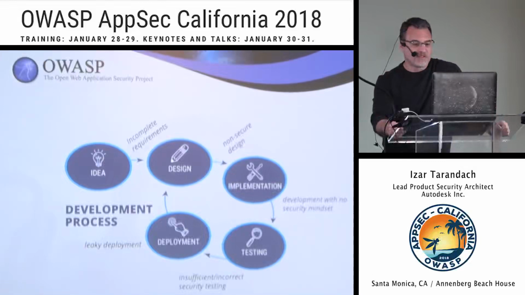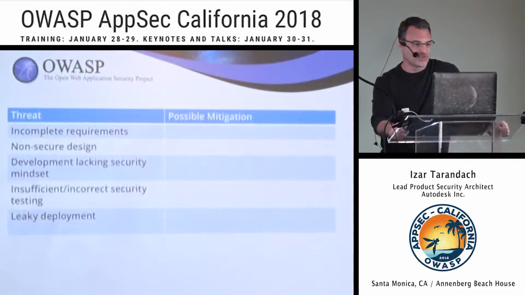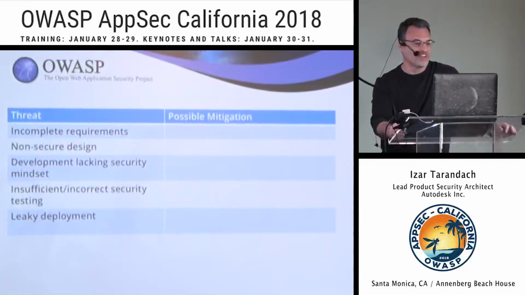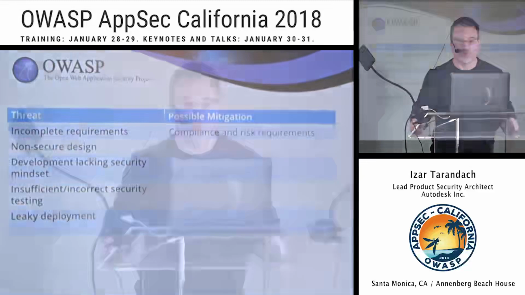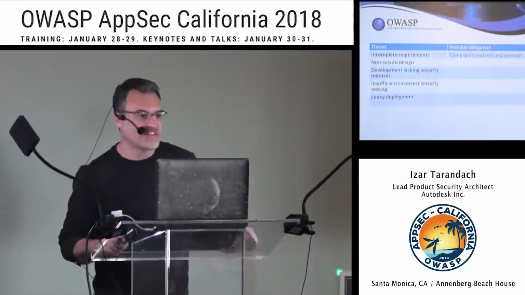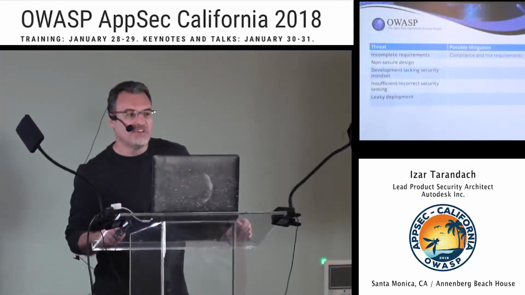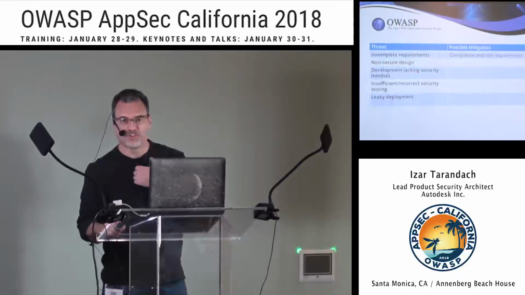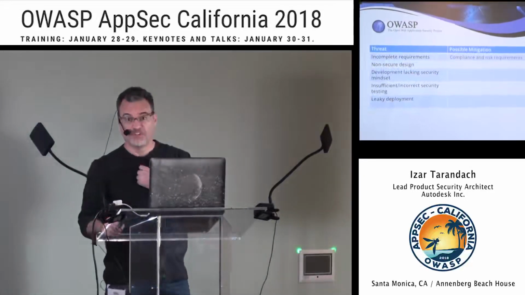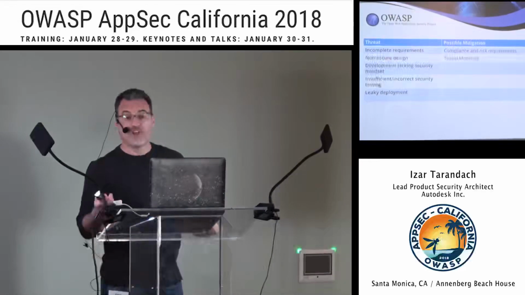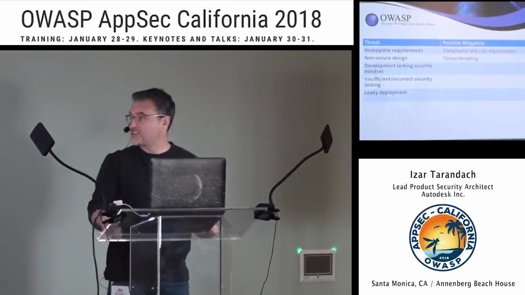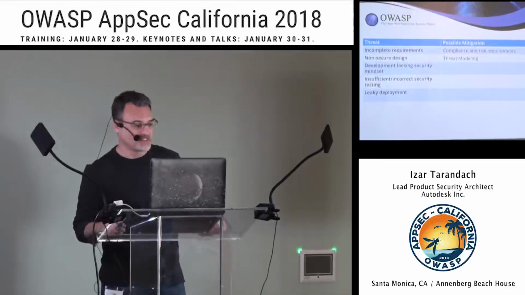With that said, once we have those very simple threats, we nowadays know that we have some very simple possible mitigations for them. For the incomplete requirements, we can try and plug that with compliance and risk requirements. And as Eric said in his keynote, we already have people on the top, on the board, and on management saying, hey, security is important. So we sort of got that one plugged. For non-secure design, we have threat modeling. I'm not going to expand too much on that one because a better job will be done soon.